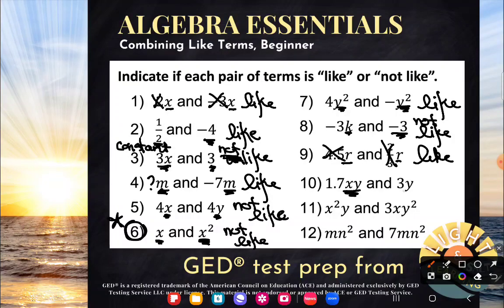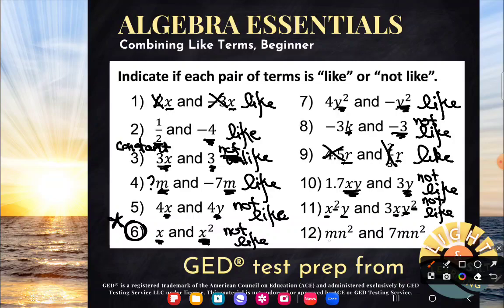Now, be careful of double variables. Yes, these both have a y, but the entire variable portion needs to be identical. xy's are not the same as y's. These are not like. And then same thing when those exponents travel. Watch out. x squared y is not the same as xy squared. That whole big ugly variable portion has to be identical. This guy's not like either.